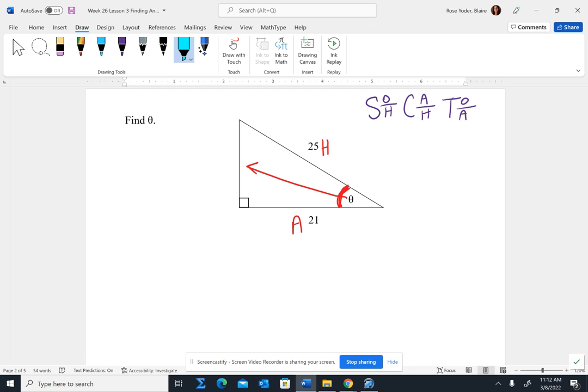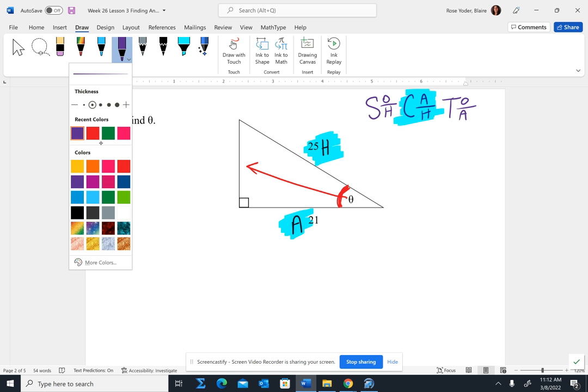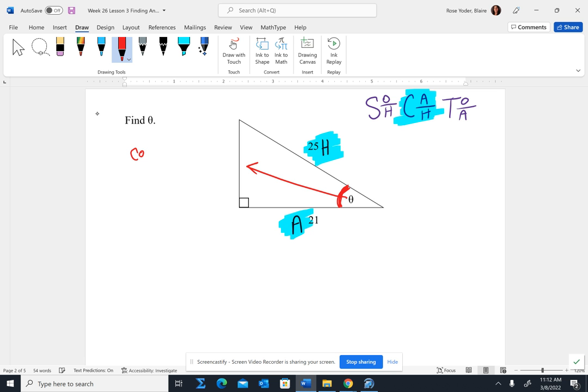And let's see what we have. We have A and we have H. Which one is that? Think for a second. Is it going to be sine, cosine, or tangent? It's going to be cosine. So that's the one that we're going to use. So we're going to set it up just like what we learned before. Cosine of the angle, this time that angle is theta, equals A over H, 21 over 25.